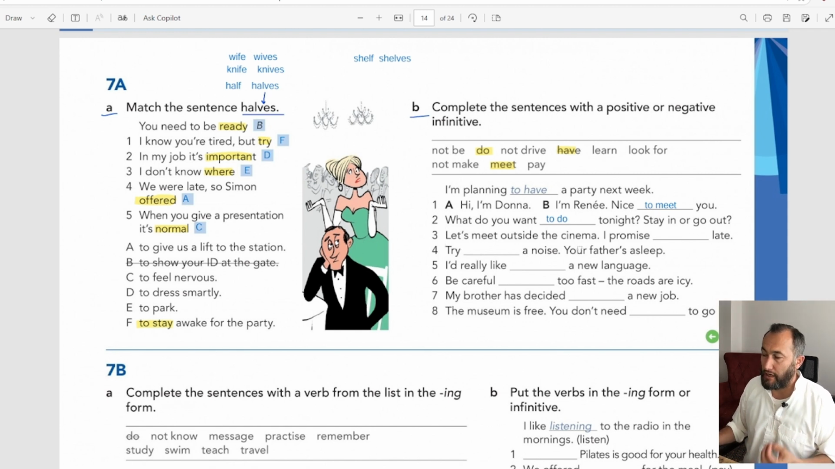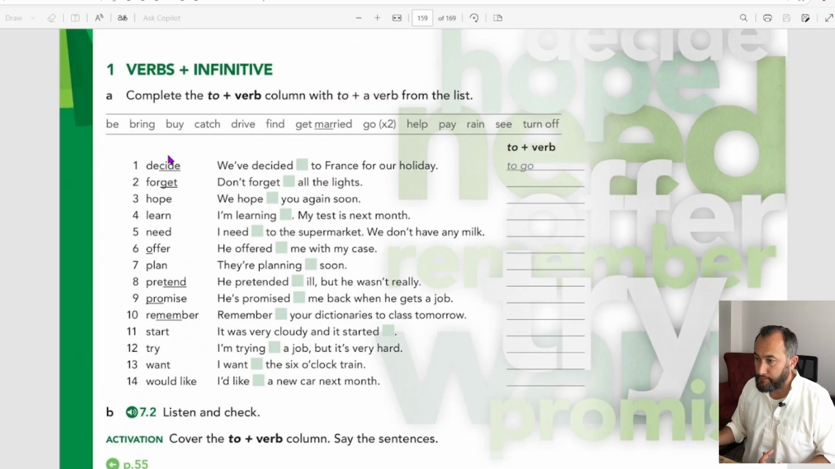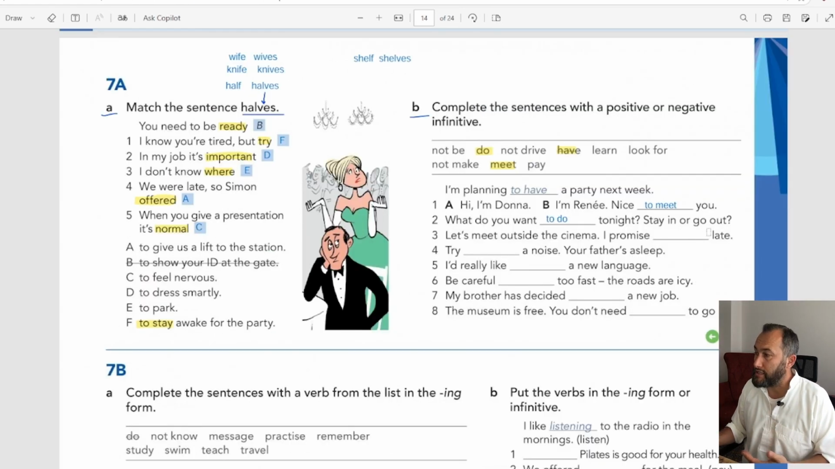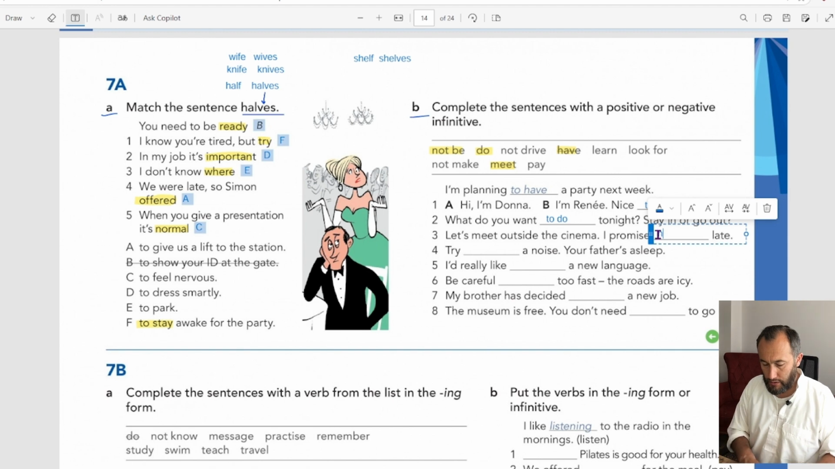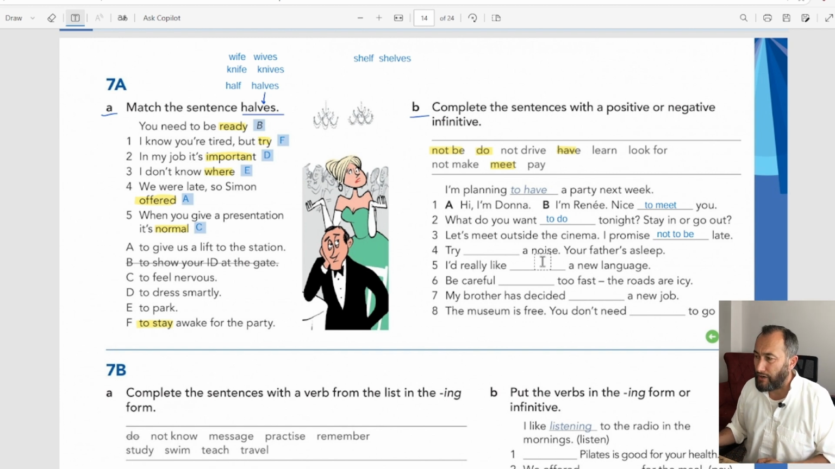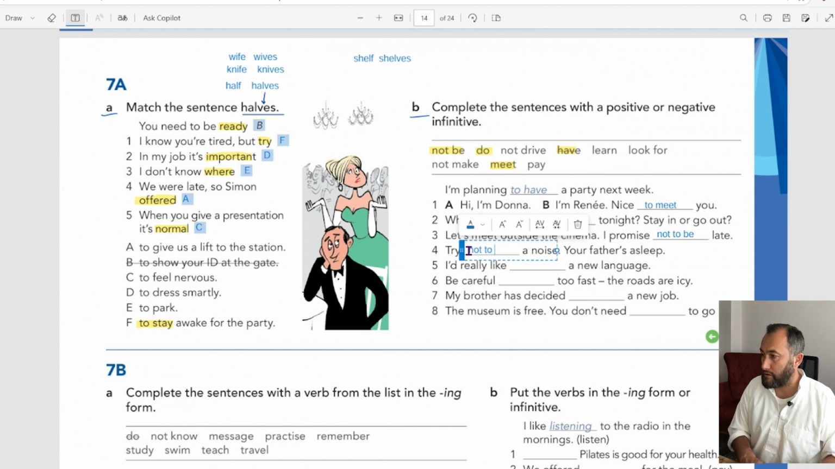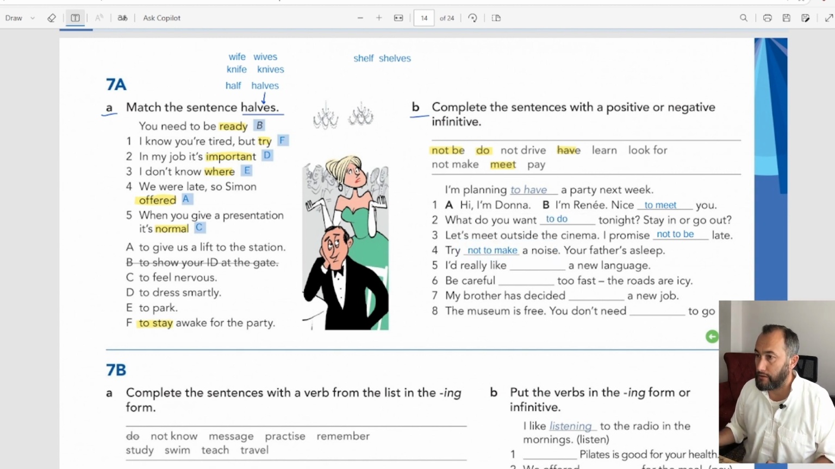Number 3, let's meet outside the cinema. I promise. So you got promise here. Number 9, we must use to plus infinitive. So I promise not to be late. You see, guys? Number 4, try, your father's asleep. So your father is sleeping. So we should not make noise, right? So try not to make noise. So that's gone.